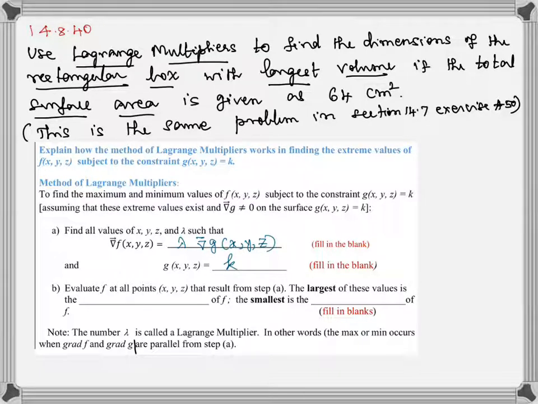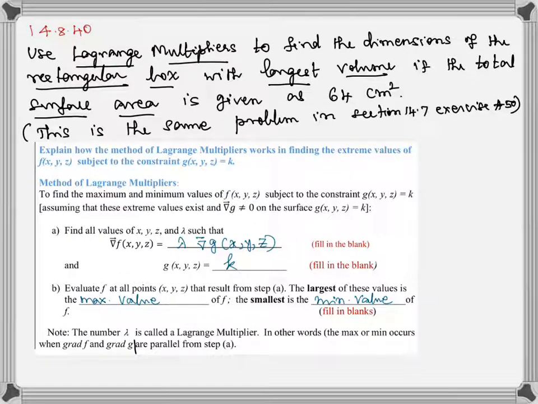This means the gradient vector f is parallel to gradient vector g, along with the constraint g(x,y,z) = k. And next step, evaluate f at all points (x,y,z) from step A. The largest of these values is the maximum value of f, and the smallest is the minimum value of f. The number lambda is called the Lagrange multiplier. In other words, the maximum or minimum occurs when the gradient vector f and gradient vector g are parallel, from step A.